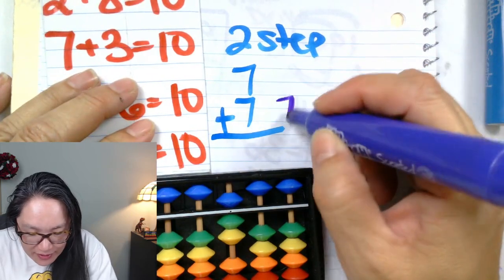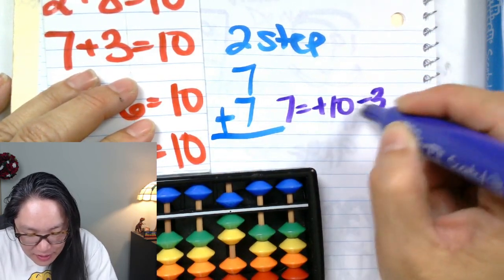So we have 7 is equal to plus the 10 minus the 3.